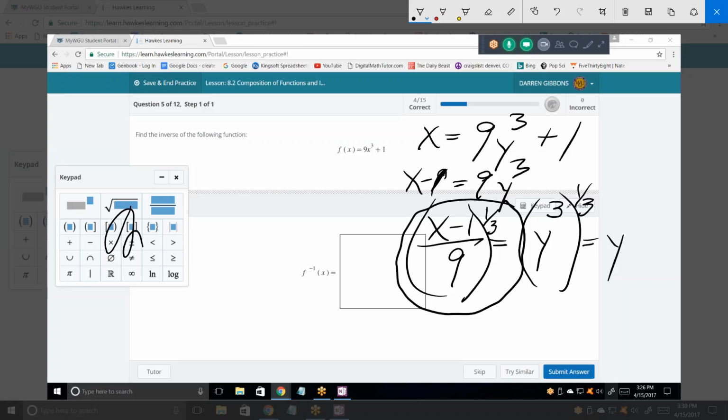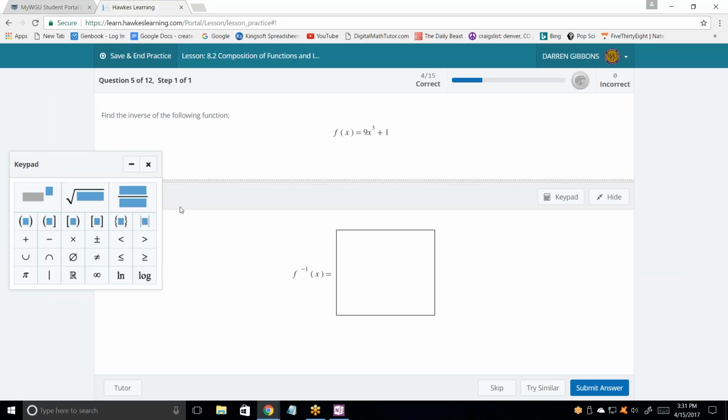Now, all we've got to do is figure out how to get this in. It is that whole thing to the 1/3 power: x minus 1 over 9, to the 1/3 power. So I'm going to start with parentheses and do your fraction. So it's x minus 1 over 9, and now, there we go.